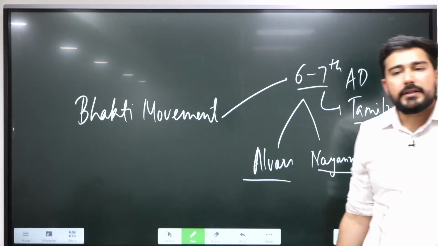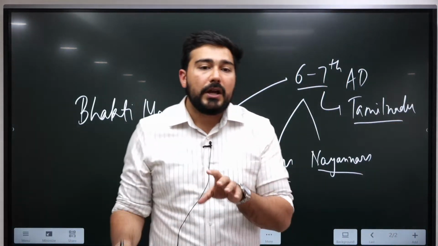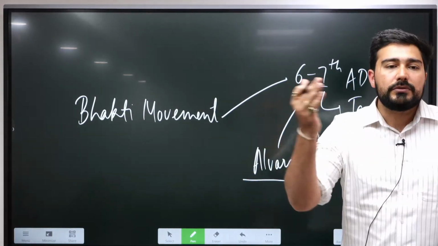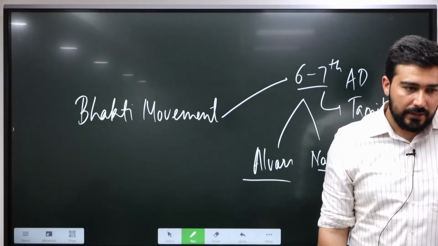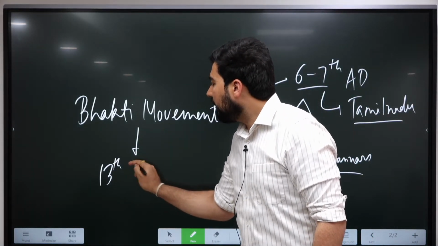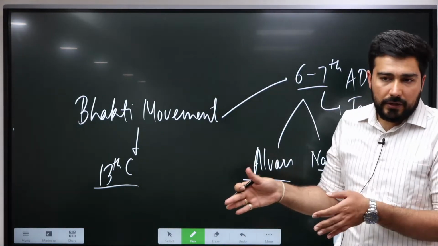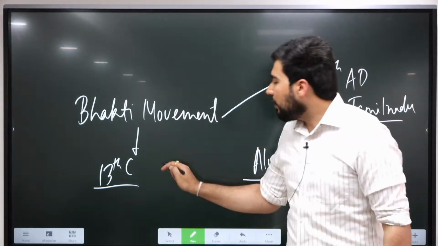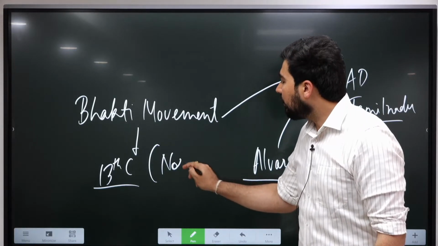And we were discussing yesterday, during the early medieval period, it could not rise in North India. The reason was the alliance between Rajputs and the Brahmanas. That's why, once in the 13th century we see the transfer of power from Rajputs to the Turks, the roots of the Bhakti movement became prominent in North India also.